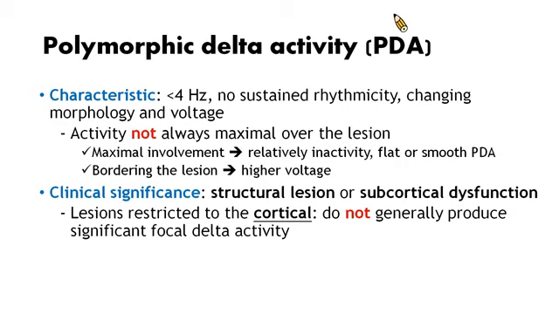PDA usually indicates structural lesion or subcortical dysfunction. Lesions restricted to the cortical do not generally produce significant focal delta activity. They may sometimes produce only focal attenuation of faster activities.